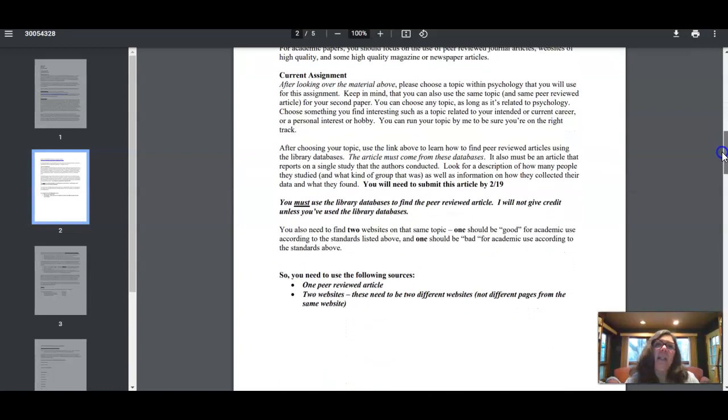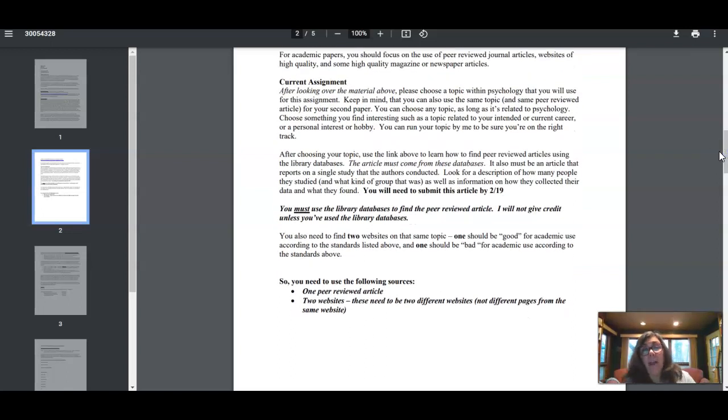So for the current assignment, what you need to do is find a peer-reviewed article, as we keep talking about, and you're going to need to find 2 websites, all on one topic related to psychology. So you're going to need to choose a topic within psychology, and essentially what that means is you need to choose a topic that has to do with human behavior or human experience in some way.